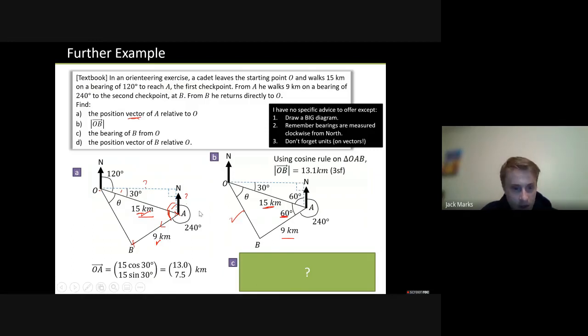The bearing of B from O, so you know that this is 120 degrees. You'd need to find this one out and add it on to 120 degrees. Well, how would you do that? If you know these sides here, you've just found this one, you could find, well, sine rule is probably the easiest. Using this one, and then this one, this one. Sine rule should be able to give you an answer.